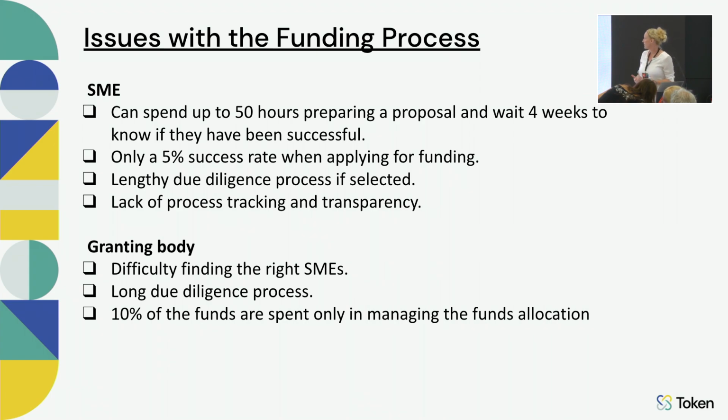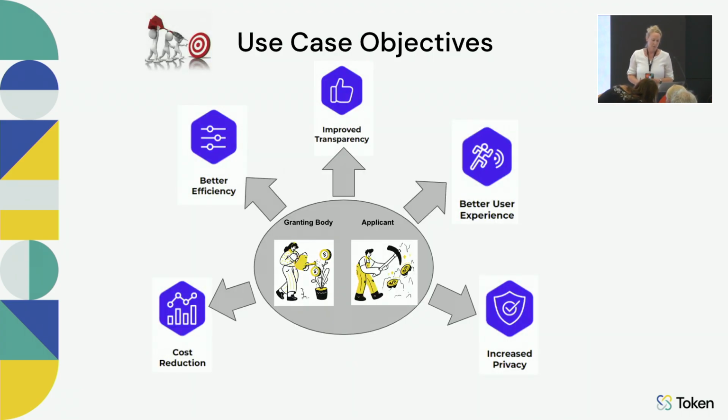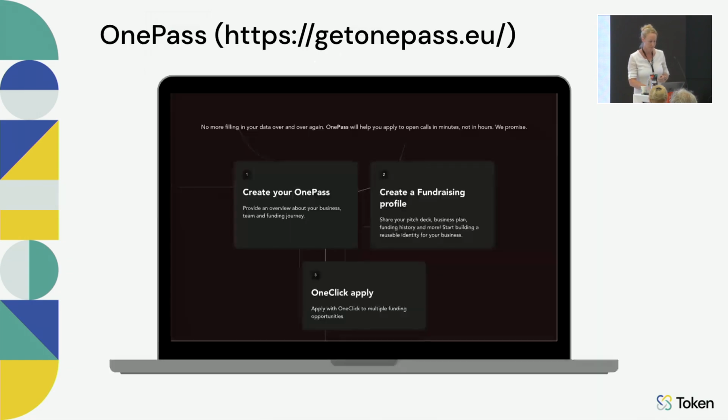So these are some of the things that we were trying to address with our use case. And what were the use case objectives? So both for the granting body and the applicant, these are the use case objectives. We're going to improve transparency for both parties, trying to create better efficiency so that they don't spend so much time in the actual overall process. We want to improve the user experience to make the whole thing a little bit more seamless and easier for both granting body and applicant, increase privacy, and ultimately also cost reduction. So these were our use case objectives.